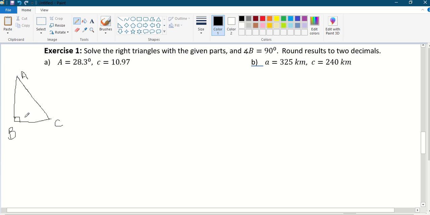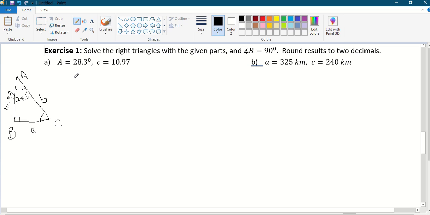Okay. Now for angle A, we are given it to be 28.3 degrees. So this here is 28.3 degrees. We are given side length c to be 10.97. So this part right here is 10.97, as a length, not a degree. Degree is the angle. Length, because we are not given a unit, is just 10.97. It could be meter, centimeter, it can be any unit. This right here, we need to find its b. This right here, we need to find its a. And we need to find angle C.